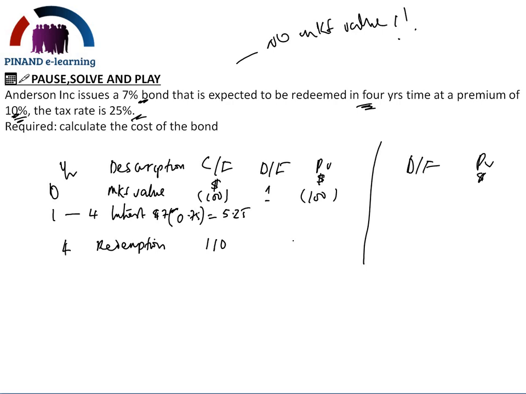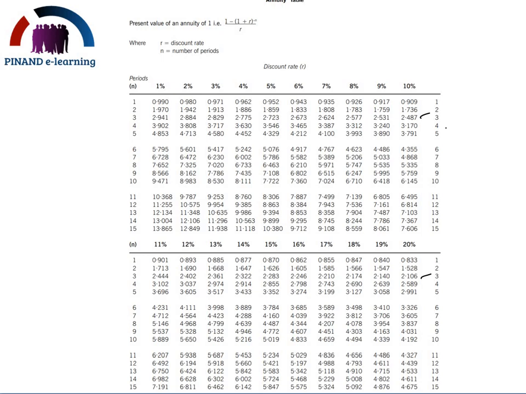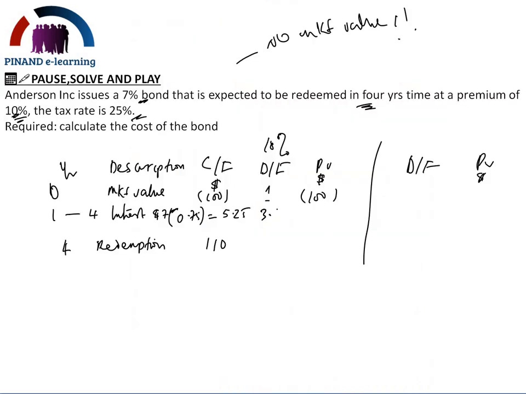Very easy. So let's go and use the table. Remember, my favorite is always to start with 10%, but you can choose any two rates you like. So let's see 10% for 4 years and annuity. 10% 4 years, that's 3.170. So let's go back. 3.170 multiplied by 5.25 should give you 16.64.